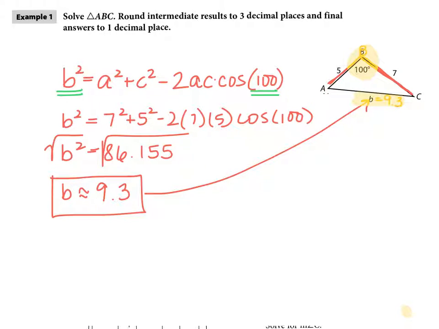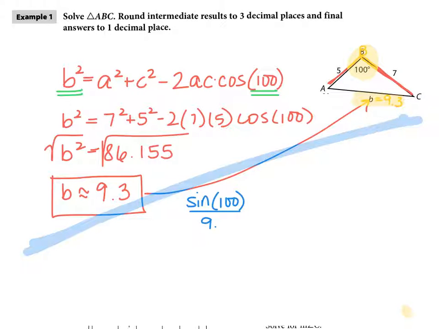And now that I have corresponding sides, I can just go back and use law of sines, the simple one, because that's just a lot easier than doing that whole law of cosines that I just did. So if I do that, I can set up sine of 100 over 9.3, or if I don't want to deal with rounding error, I can write 9.282. That's me not rounding in my calculator, equals, and now you get to pick.